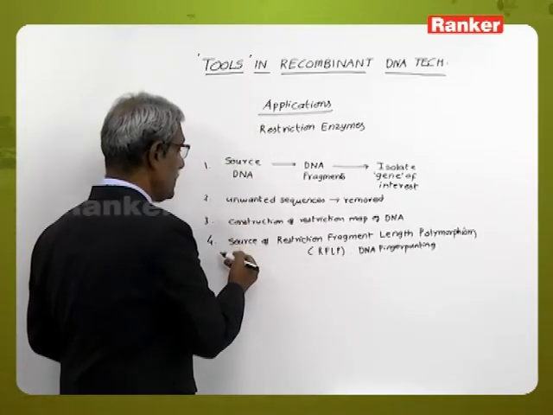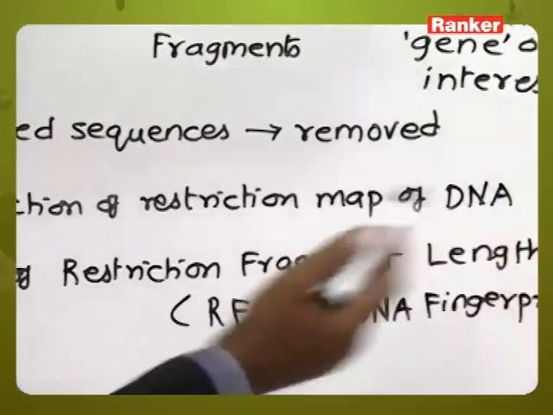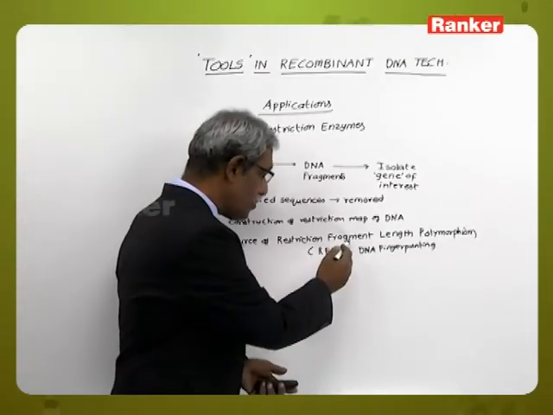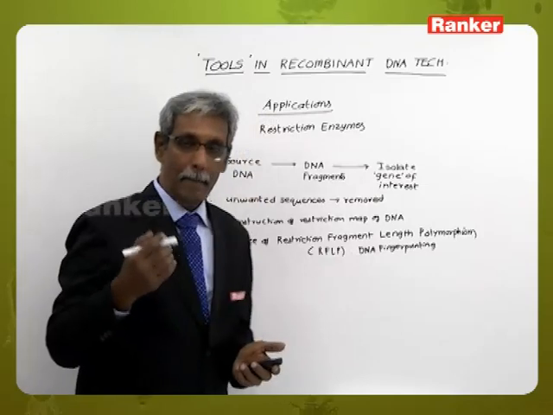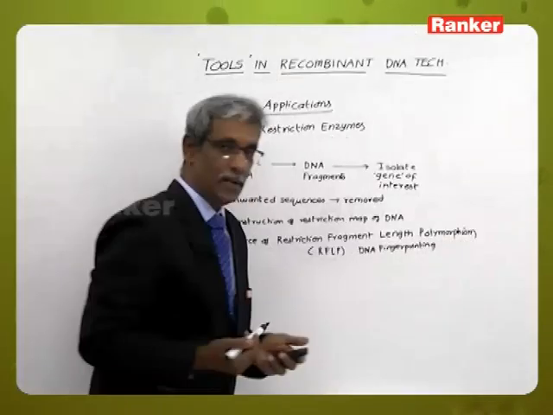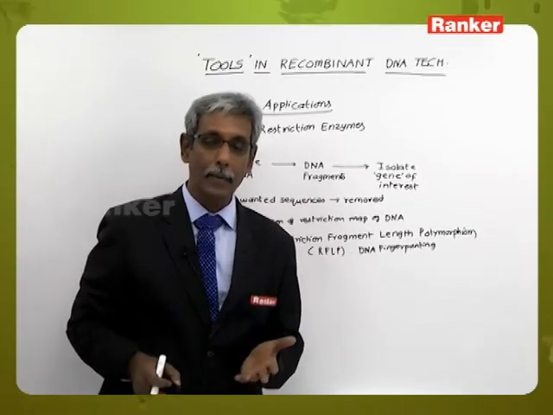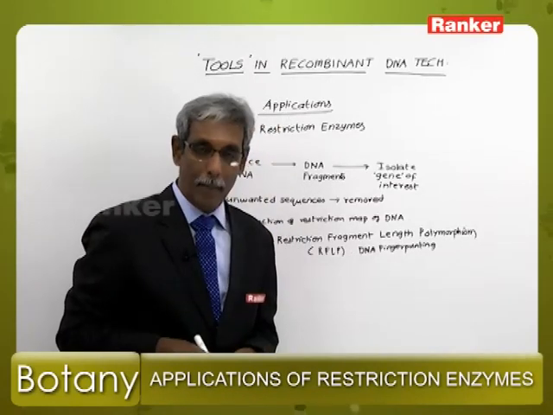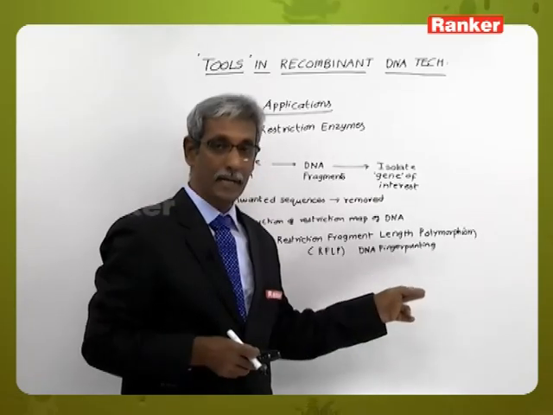A very important application is that when you use restriction enzymes, it is a source of restriction fragment length polymorphism. That is, you are using restriction enzymes to develop small fragments of DNA of variable size and variable lengths, and because they show variable lengths and sizes, they show polymorphism. So, RFLP, restriction fragment length polymorphism, is a very important attribute or character of different species. An easy way to know about RFLP is that it is used as a tool or an aid for DNA fingerprinting.